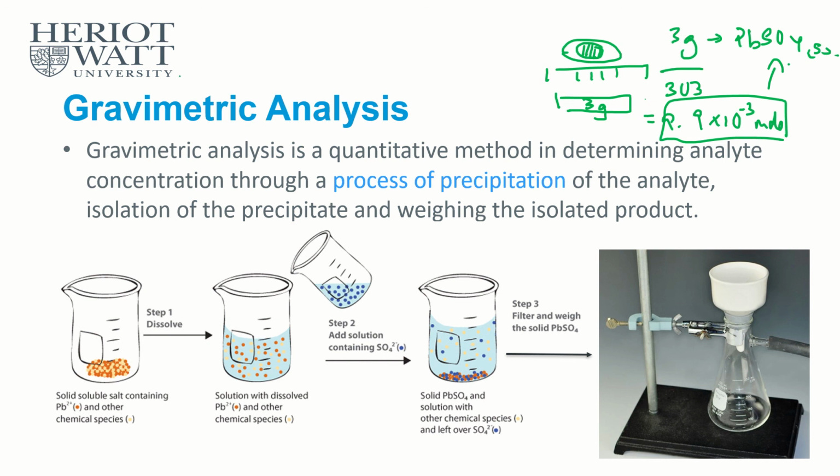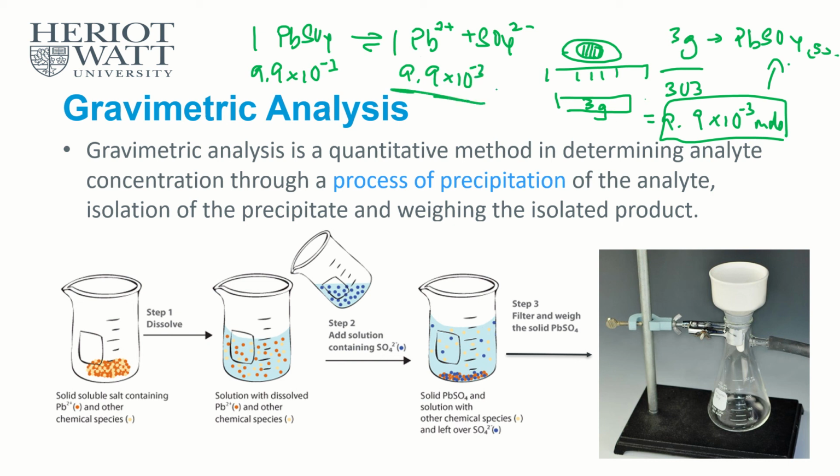You see that? And what is the mole of lead? PbSO4, we have to write the equation. We have to split it into ions and see whether it's 1 to 1. Pb2+ plus SO4 2-. Yes, it is 1 to 1, right? So if you have 9.9 times 10 to the power -3 here, you should have 9.9 times 10 to the power -3 here. So you have 9.9 times 10 to the power -3 mole of lead ions.